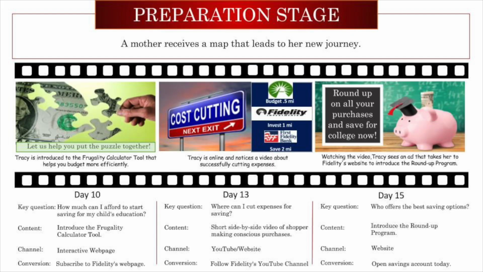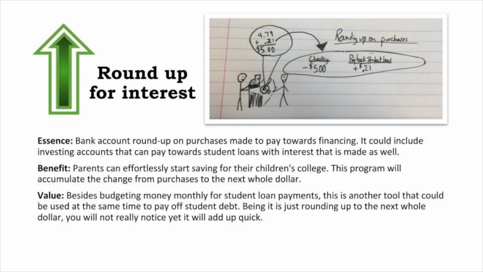The second stage is the preparation stage. Like Kevin talked about earlier in the journey mapping, this is the stage where she starts thinking about cutting back money. You know, where can I cut back on my spending to start saving? This is where we've introduced the roundup on all your purchases and Save for College Now program. Let me give you a little example of that.